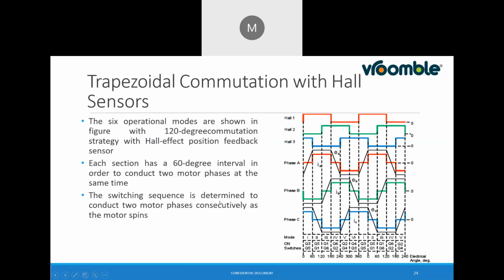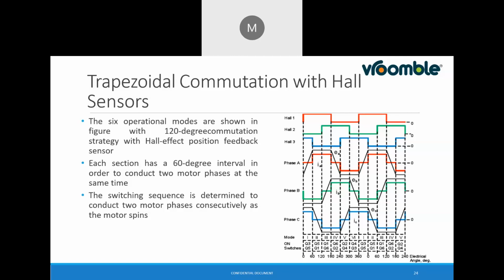Okay, so you can see this diagram. I'll explain. The 6 operational modes are shown at a 120-degree commutation strategy with the Hall effect position, which we already know. Now, each section has a 60-degree interval in order to conduct 2 motor phases at the same time, and the switching sequence is determined to conduct 2 motor phases consecutively as the motor spins. So if you can see, there are 3 Hall sensors and 3 phases, and the 6-step commutation which we have seen earlier. You can see the bottom one, the switches. The FETs will be on and off based on the angles, right?